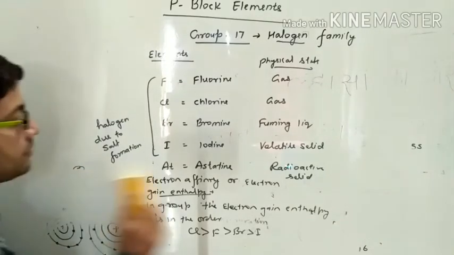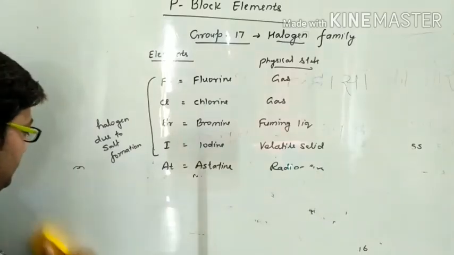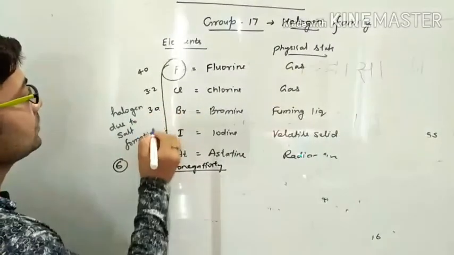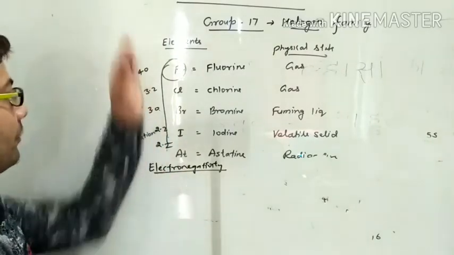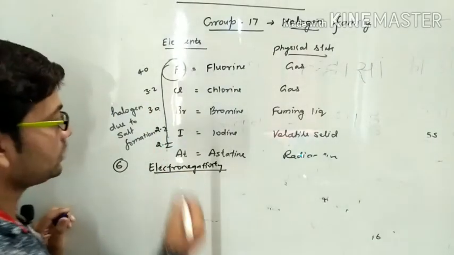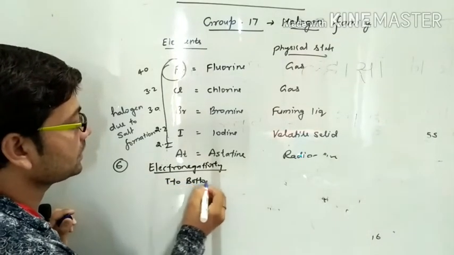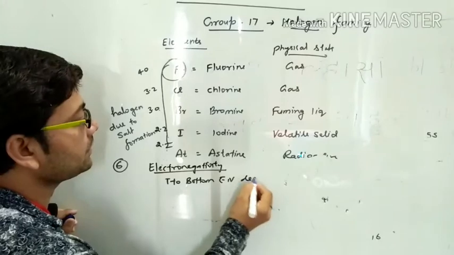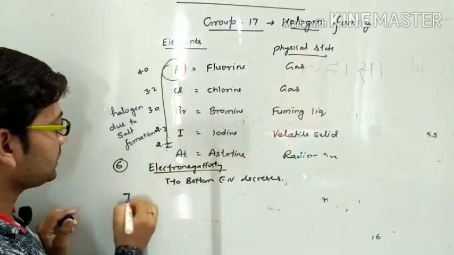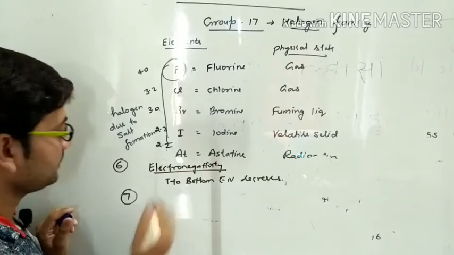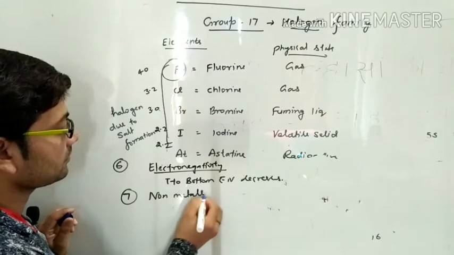Now the sixth, electronegativity: 4.0, 3.0, 2.7 and 2.2. So when we move from top to bottom, electronegativity decreases. Top to bottom, electronegativity decreases. Now the seventh property is non-metallic character.